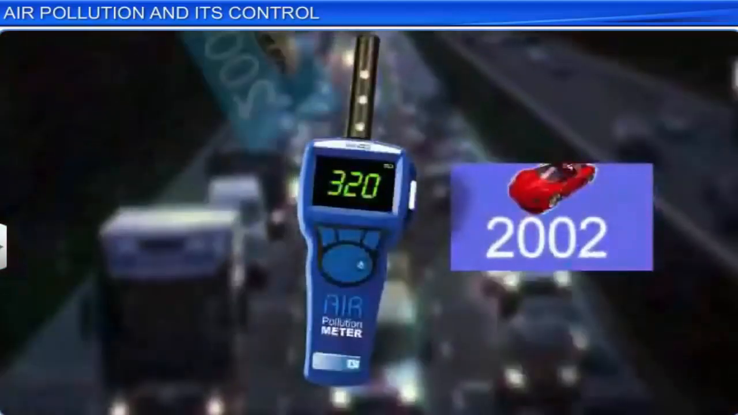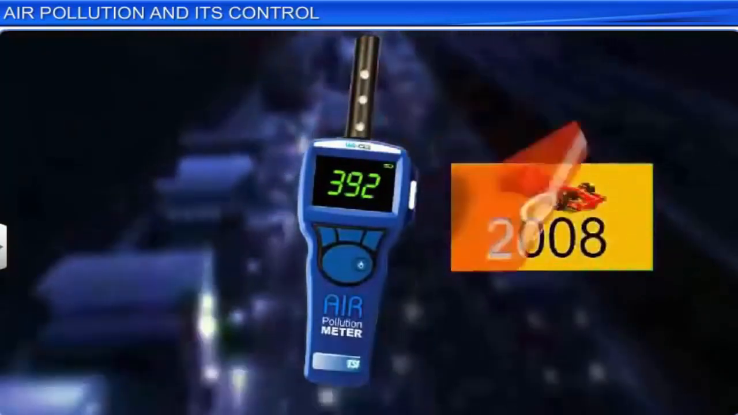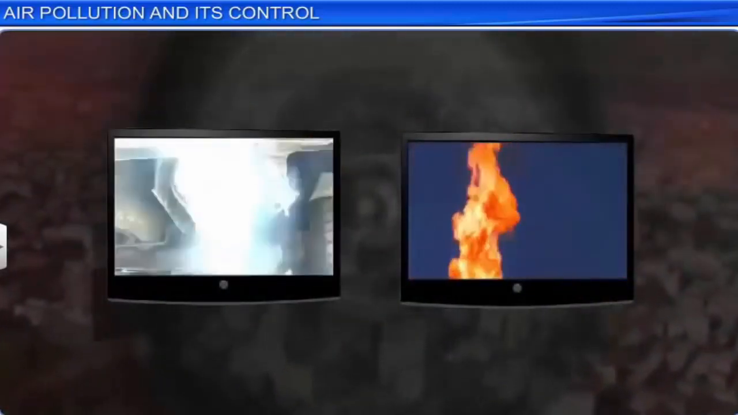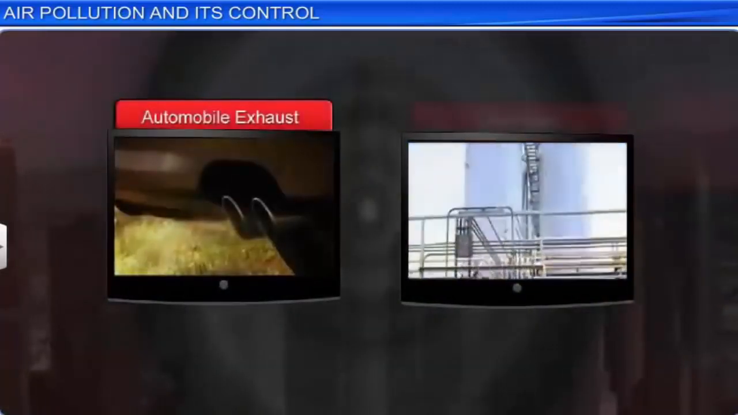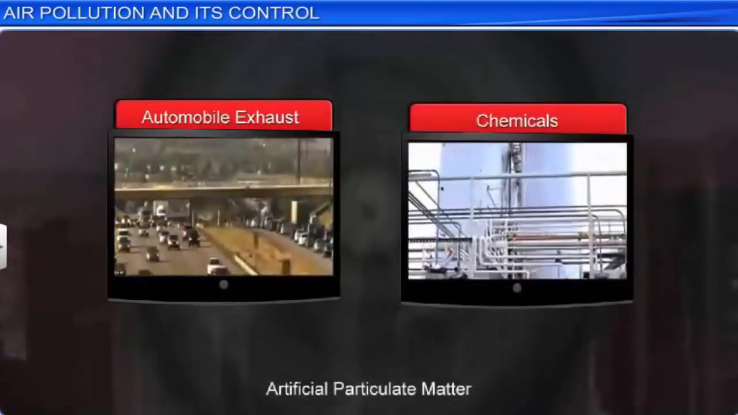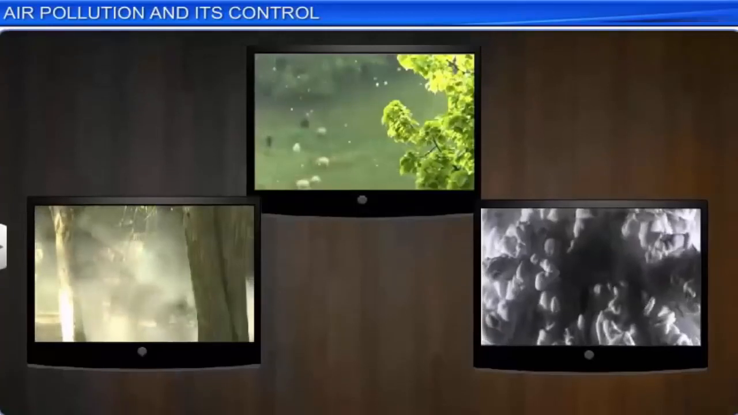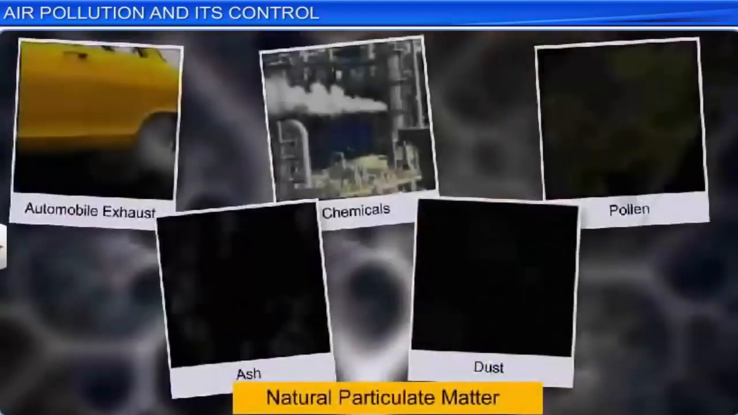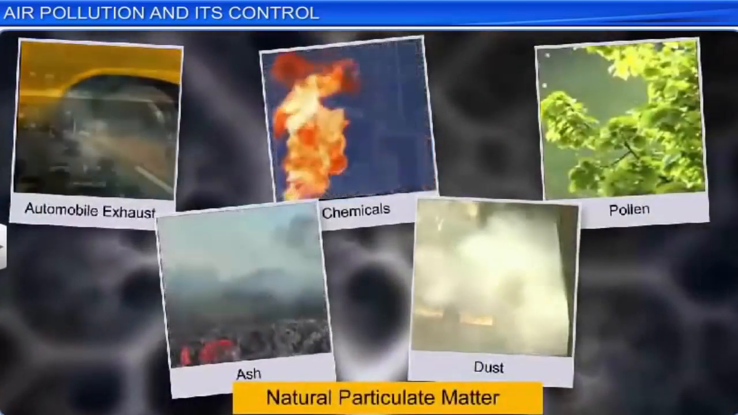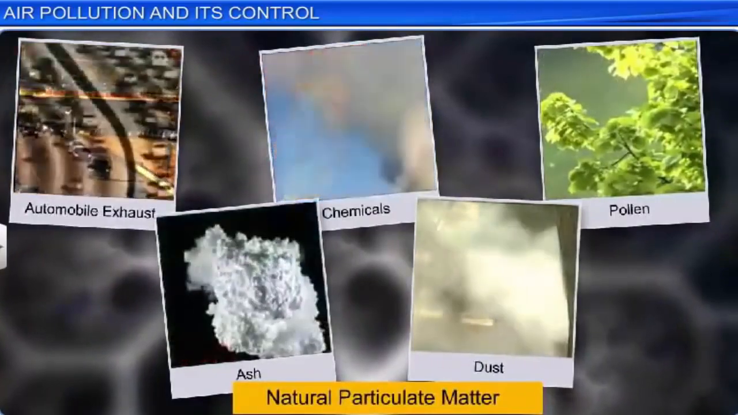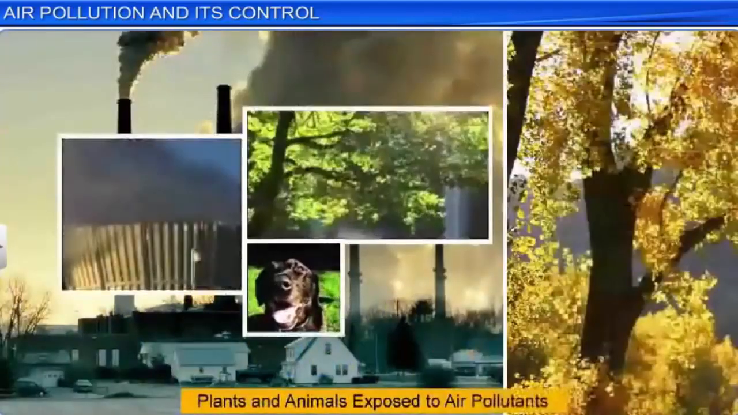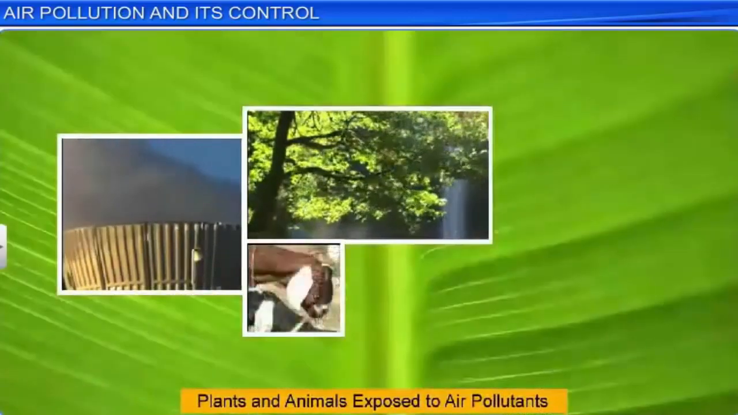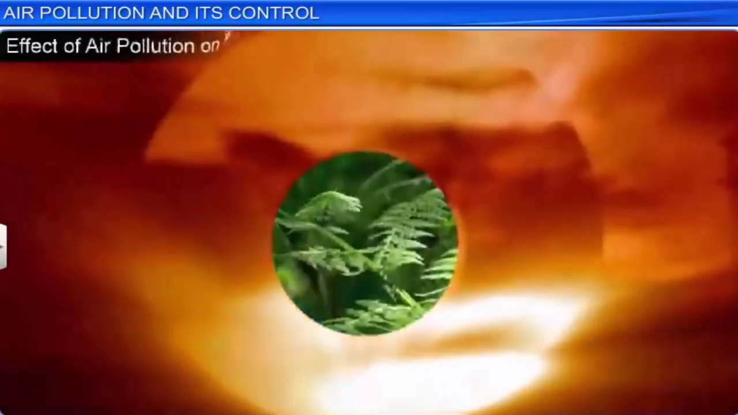The air we breathe has become highly polluted over the last decade due to air pollutants such as automobile exhausts, chemicals and toxic gases from industries, and natural particulate matter such as dust, pollen and ash. These pollutants not only pollute the air, but also have detrimental effects on all living organisms. Depending on the concentration of the pollutants and the duration of exposure, plants and animals are affected in different ways.